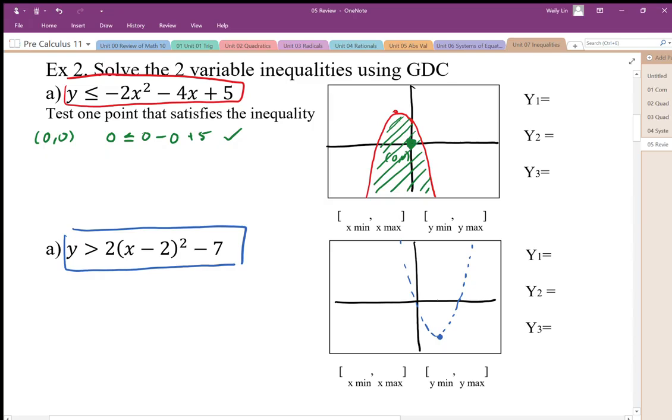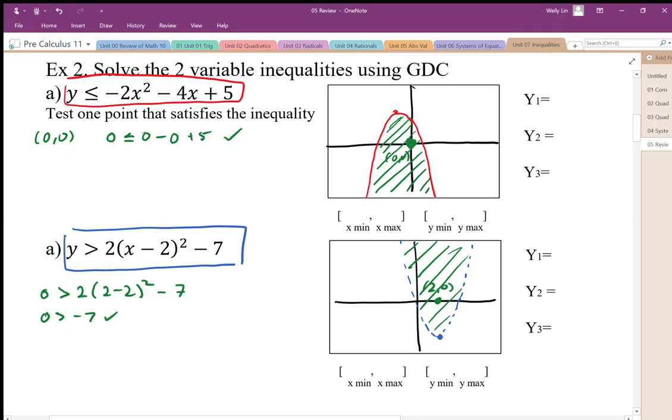When we look at this inequality, it says y is greater than, so we should expect the solution to be above this line. So I'm going to test a point which I know is above the line. I'm just going to choose this point here, 2, 0. Substituting that in, 0 is greater than 2 times 2 minus 2 squared minus 7. So 0 is greater than -7. That checks, so we can see that above does work as our solution region.